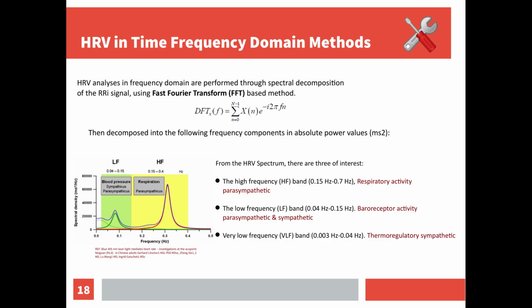Heart rate variability analysis in the frequency domain uses spectral decomposition of the RRI signal via fast Fourier transform. It identifies three key frequency bands: high frequency, 0.15 to 0.7 Hz, linked to respiratory activity; low frequency, 0.04 to 0.15 Hz, associated with baroreceptor activity; and very low frequency, 0.003 to 0.04 Hz, related to thermoregulatory functions.